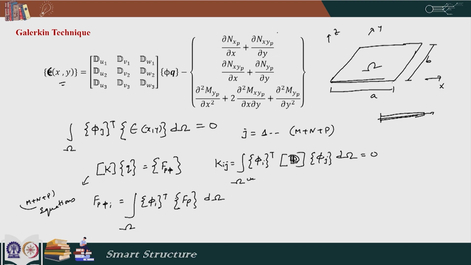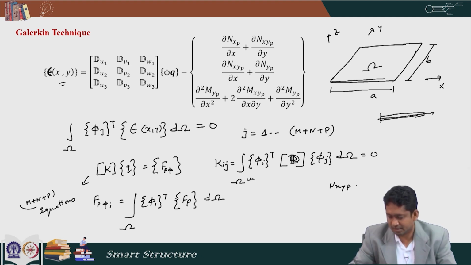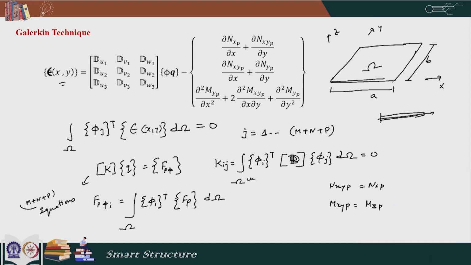Now, here please understand our nxyp is equal to nsp also, and mxyp is equal to msp also. So, we would mostly use the notation where we would denote this as ns or ms instead of nxy or mxy.